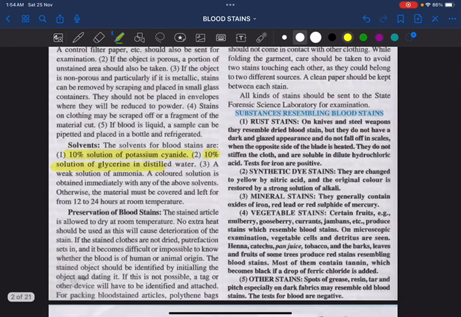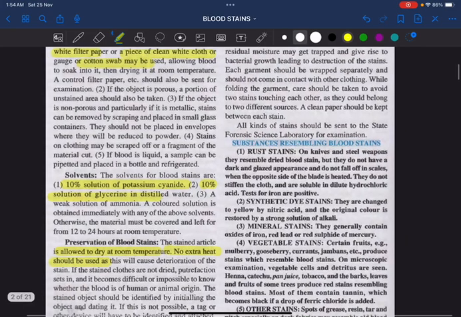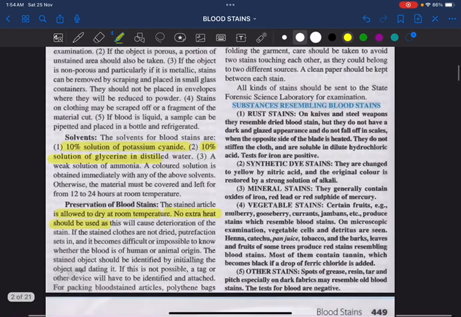How will you preserve the bloodstain? Remember, it is allowed to dry at room temperature and no extra heat should be used because it will cause deterioration of the stain. There are certain substances which resemble bloodstain, for example, rust stain, synthetic dye stains, mineral stains, vegetable stains.